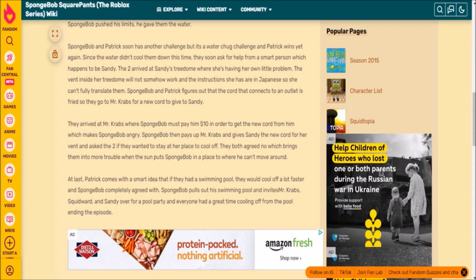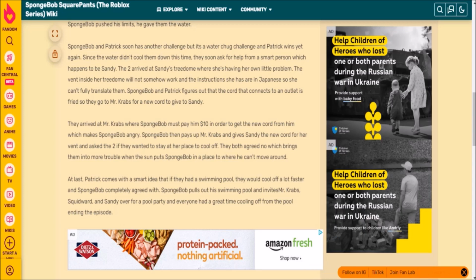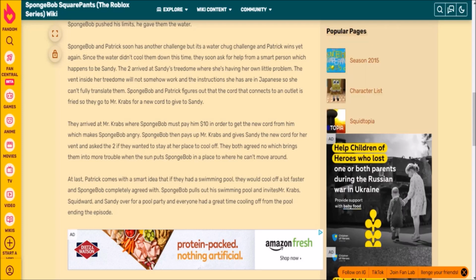They arrived at Mr. Krabs's, where SpongeBob must pay him $10 in order to get the new cord from him, which makes SpongeBob angry. SpongeBob then pays up Mr. Krabs and gives Sandy the new cord for her vent, and she asks the two if they wanted to stay at her place to cool off. They both agreed, which brings them into more trouble when the sun puts SpongeBob in a place where he can't move around.